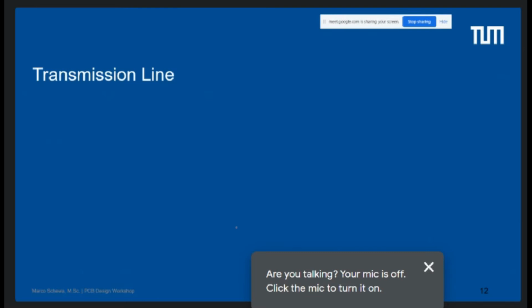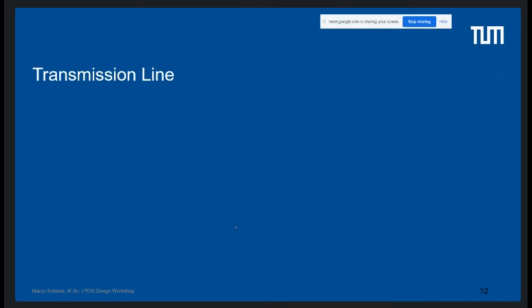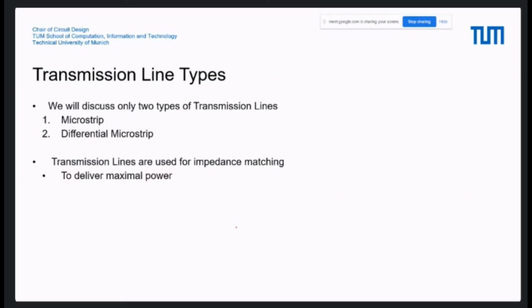So let's talk a little bit about transmission lines. We will discuss here only two types of transmission lines. One is the microstrip, one is the differential microstrip. These two types are often used in PCB designs. Of course, more types exist. For example, if you have a multilayer PCB, then you have a microstrip inside the layer, or if you have ground on the right and left side. But then you have to know a lot about waveguide theory and so on. Then you have to read a microwave engineering book.